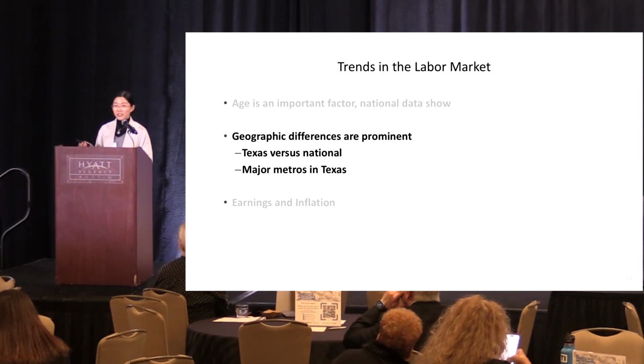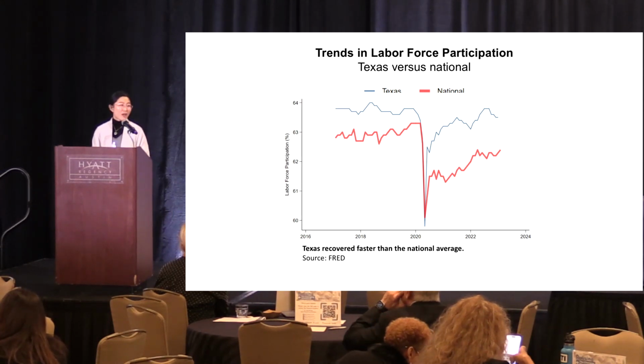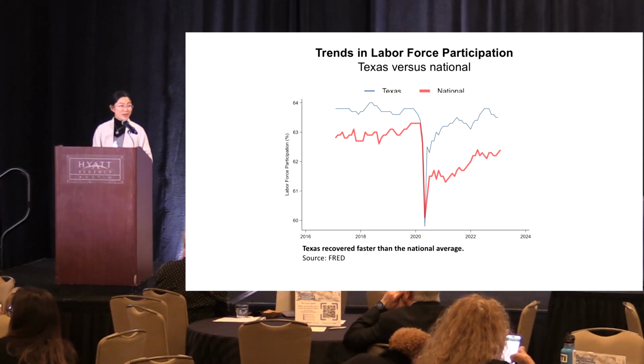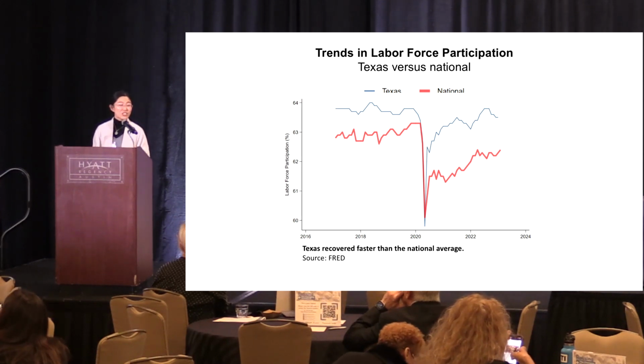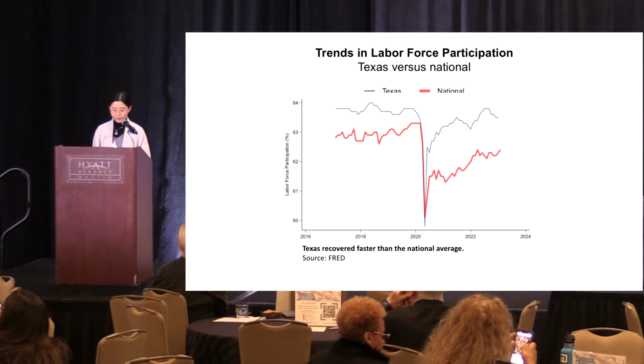So which group do we emphasize in terms of motivating back to the labor force is going to be an important policy question. Now, looking at geographic differences, Texas has always been a more lively labor force than the national average. So you can see the labor force participation being higher than the national average over time. And we also recovered faster than the national average, almost at the pre-pandemic level. But we're seeing a tiny bit of contraction recently.